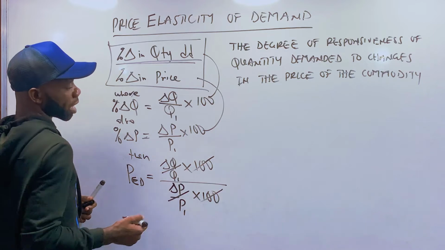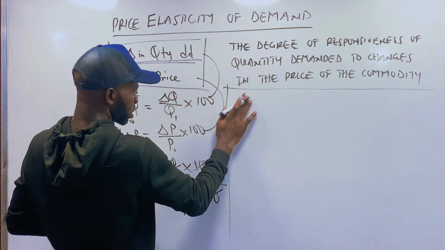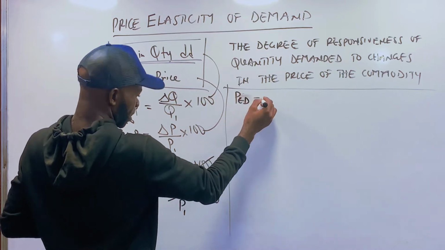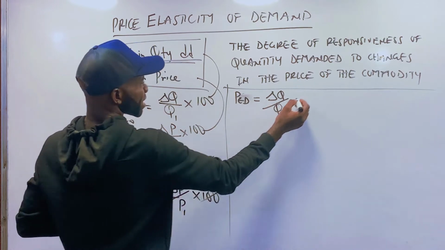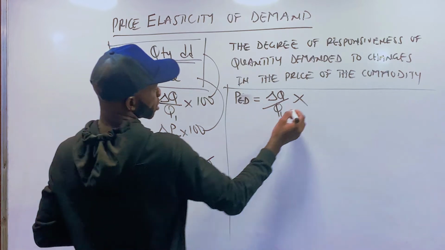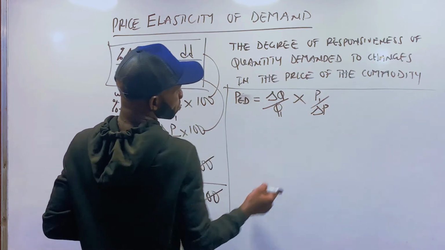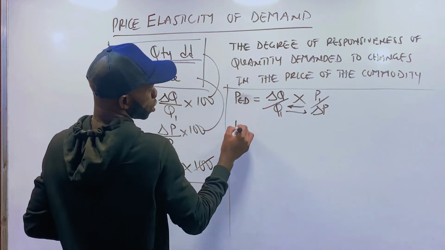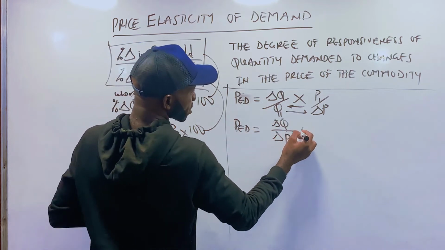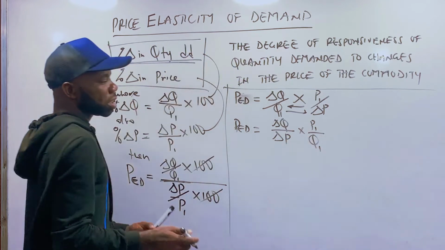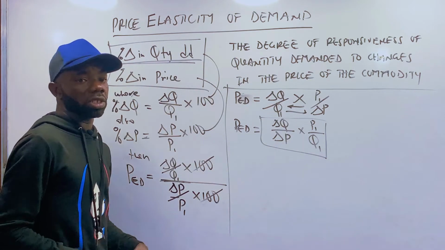This is division. If 100 takes out 100, we will eventually have a situation where PED, price elasticity of demand, will now be equal to change in quantity over first quantity times, we'll turn this division to multiplication. We'll take the inverse of the denominator, so we'll have first price over change in price. So your price elasticity of demand will now become change in quantity over change in price times first price over first quantity. So whenever you want to calculate questions, especially in objective, you should learn to use this.